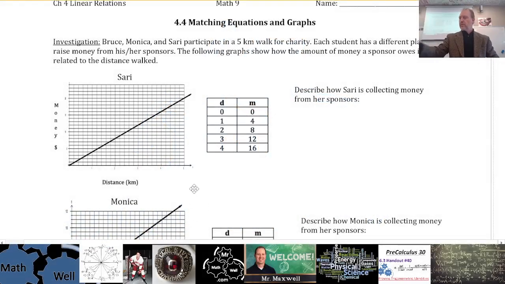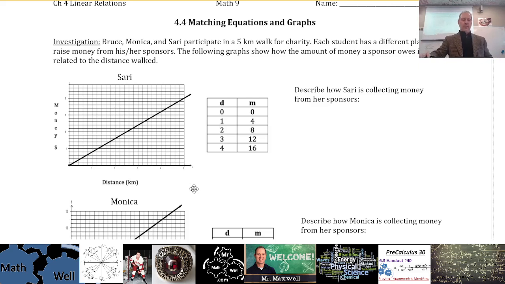Okay, so 4.4, here we are, matching equations and graphs. So we've talked a lot about tables of values, we've talked a lot about graphs, characteristics of the graphs, characteristics of the equations, how to write them in words. So now we're going to focus on the connections between the tables of values and the graphs, and we're going to be matching all sorts of different things. So just a further explanation of graphs and equations, okay?